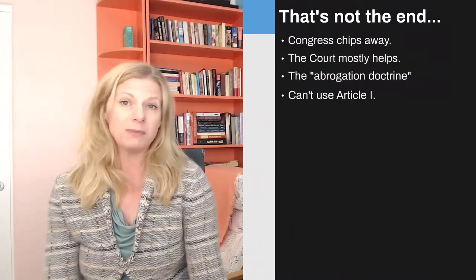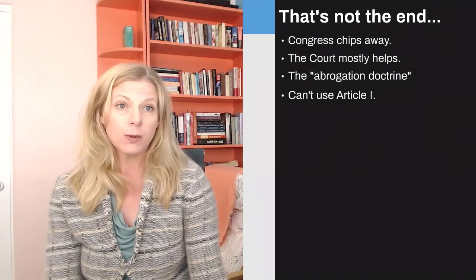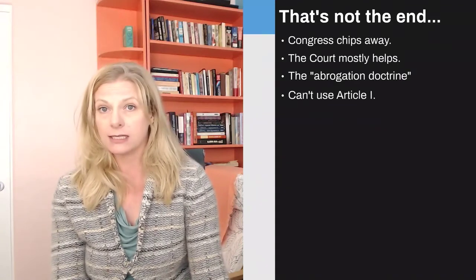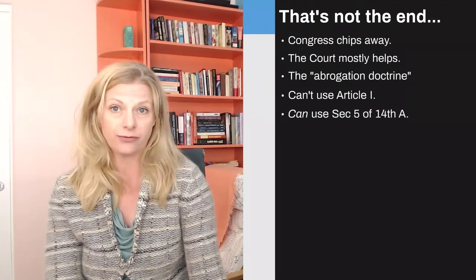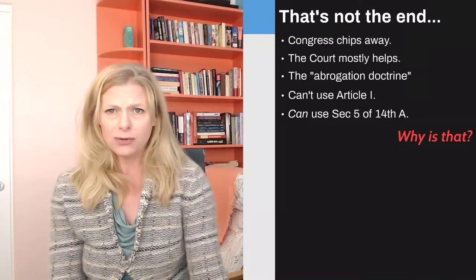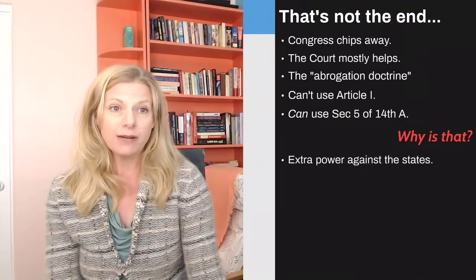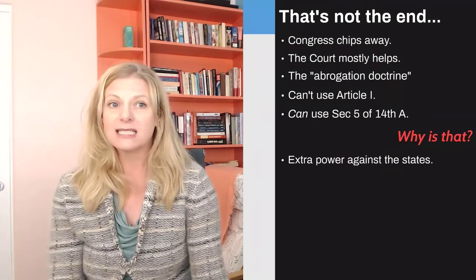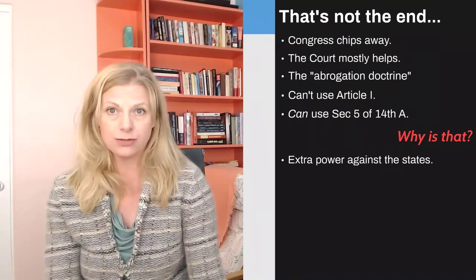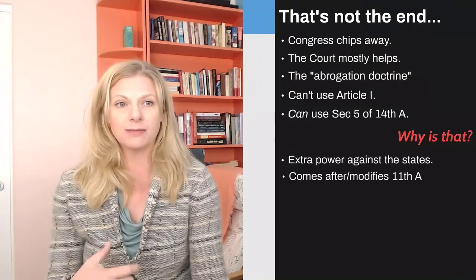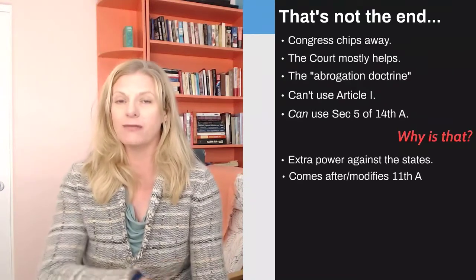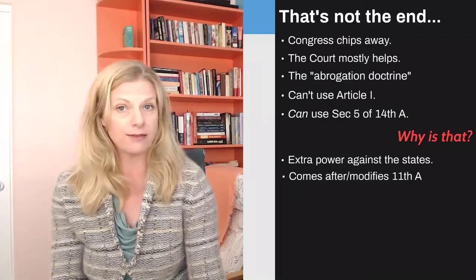And as we'll see, it becomes clear, at least up to this point, that Congress cannot use their powers under Article 1 to abrogate state sovereign immunity. However, they can use Section 5 of the 14th Amendment. And so you might ask, why is that? Part of it has to do with the fact that the 14th Amendment provides distinct power against the states to Congress. And also, of course, this comes temporally after the 11th Amendment. So the 14th Amendment can be thought to amend or modify the 11th Amendment. So we'll see how this plays out.